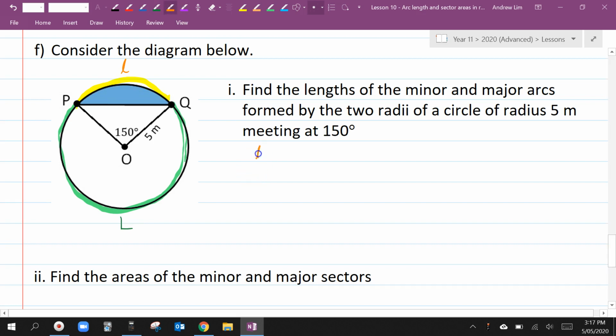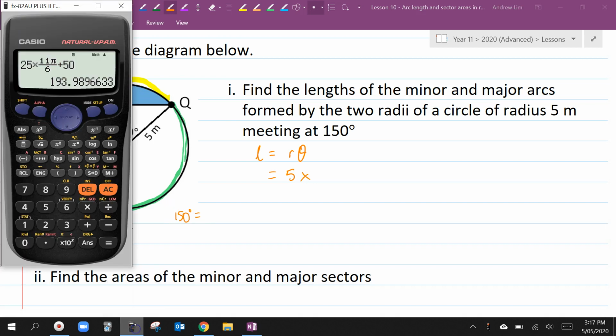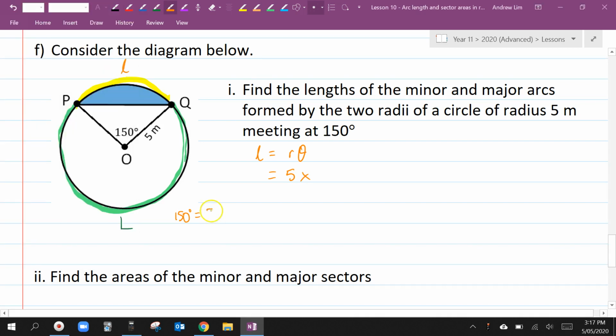Okay, so minor arc is r theta, radius is 5, and we need theta in radians. So I'm going to take my 150 degrees, I'm going to divide by 180, which is 5 pi on 6. Okay, so that's equal to 25 pi on 6.